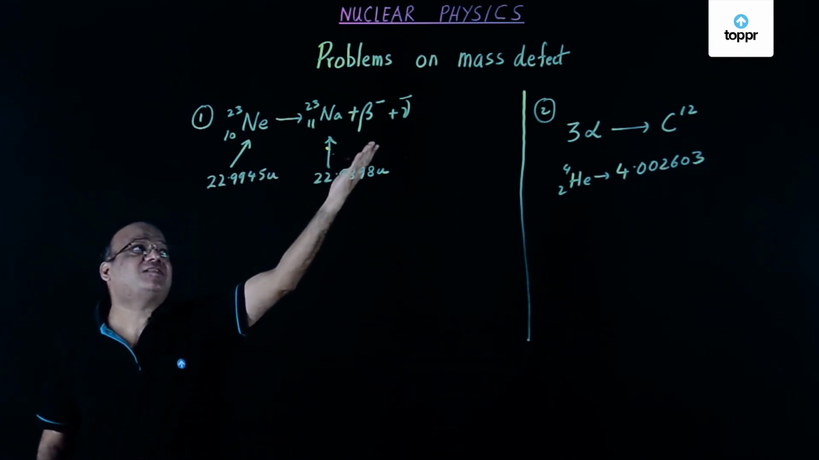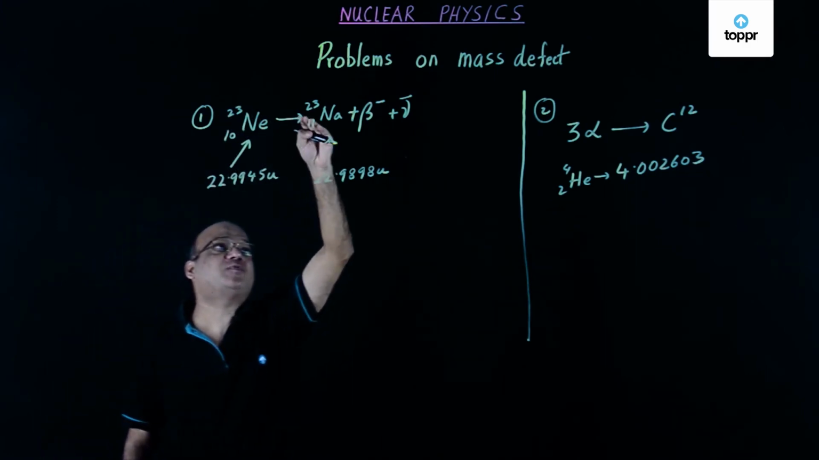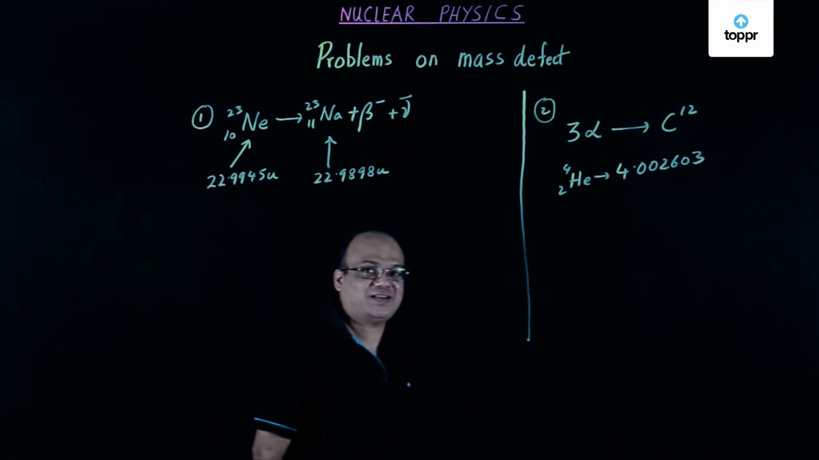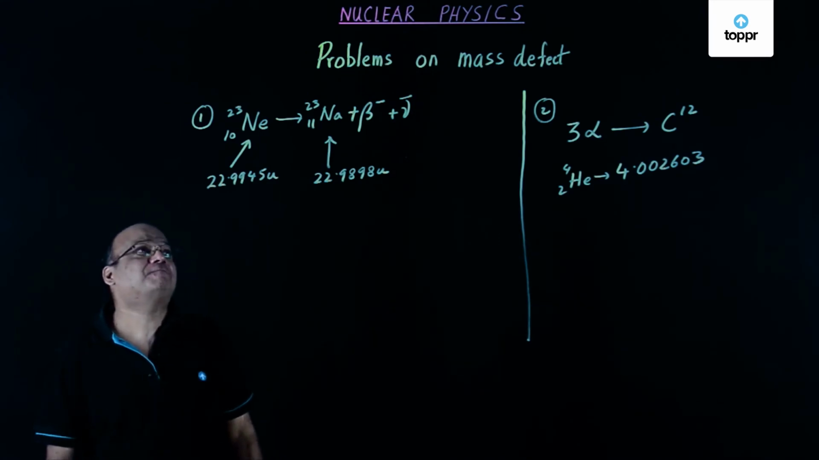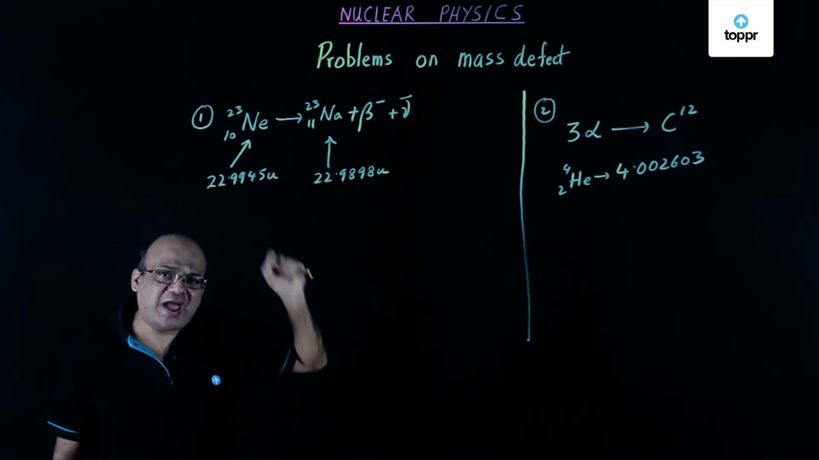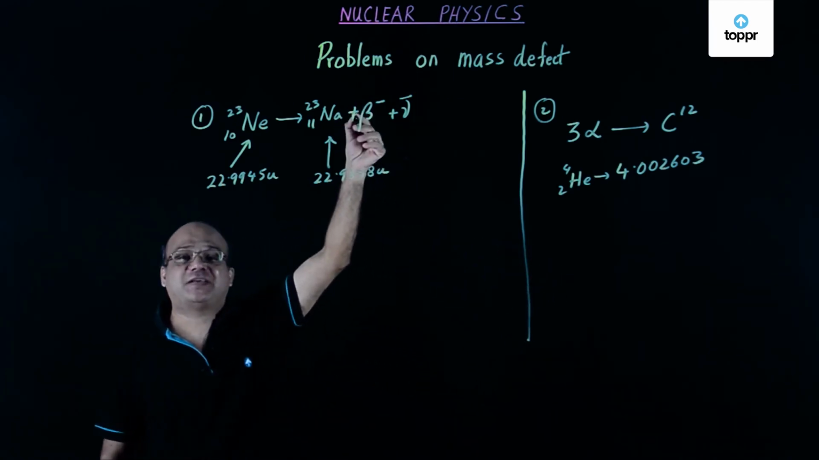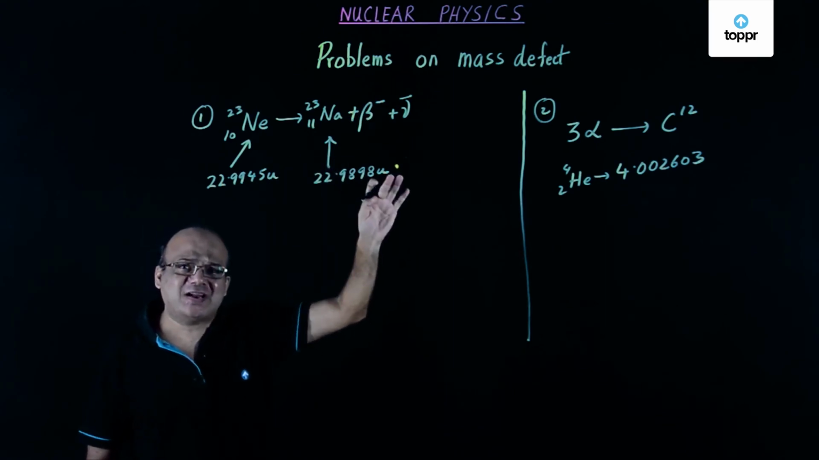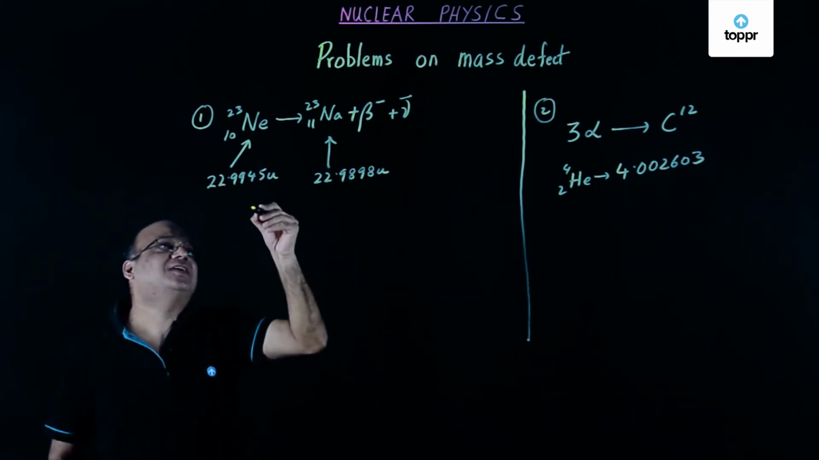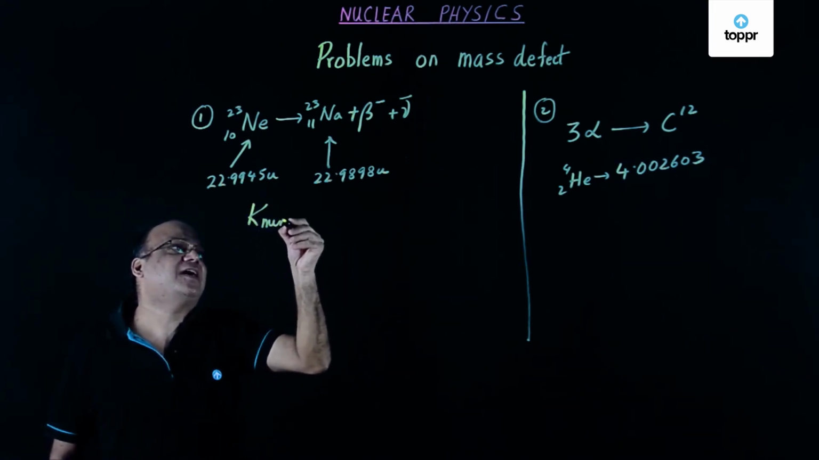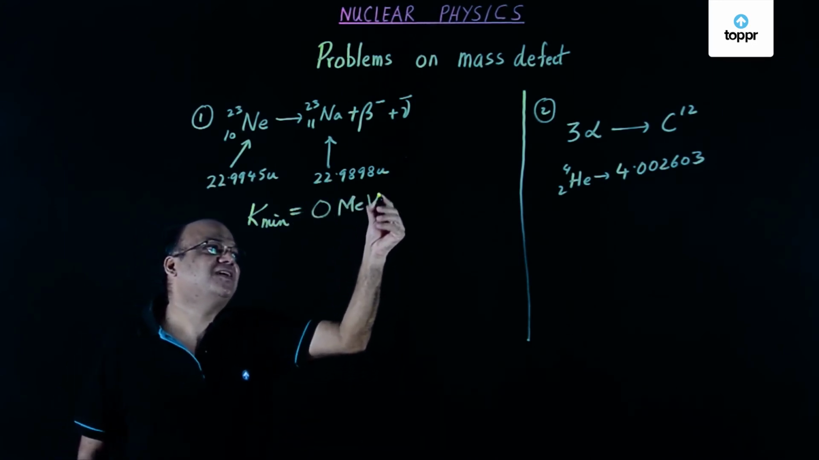This is one reaction that is given to us. Neon 23 becomes sodium 23 plus a beta minus particle and an antineutrino. This is beta minus decay. The question is, find the minimum and maximum kinetic energy of the beta minus particle. Minimum kinetic energy is always 0. If the antineutrino runs away with all the energy, then the beta minus particle is left with 0 energy. So minimum kinetic energy is 0 MeV.